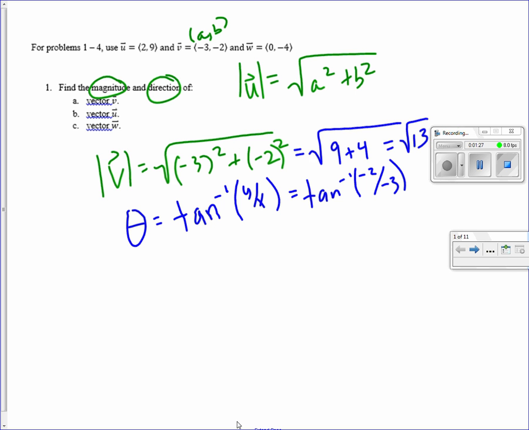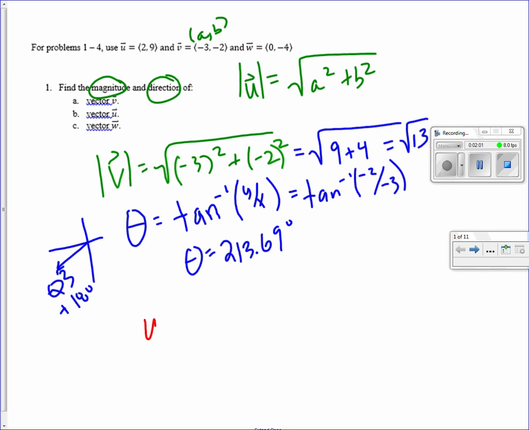Now vector v, if I'm thinking about its graph, has a terminal point at negative 3, negative 2, which is over here in quadrant 3. So when I go to my calculator, I'm going to find out that the inverse tangent of negative 2 over negative 3 is 33.69 degrees. But in quadrant 3, I have to add 180. So the actual answer is 213.69 degrees.